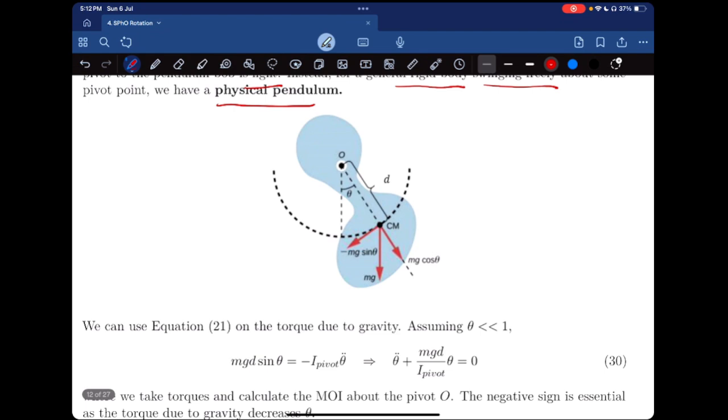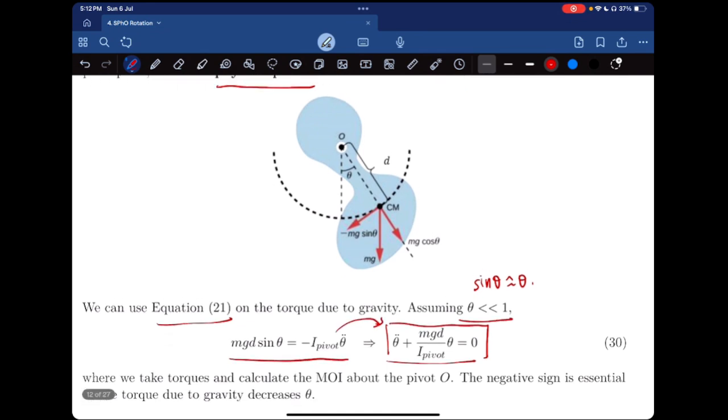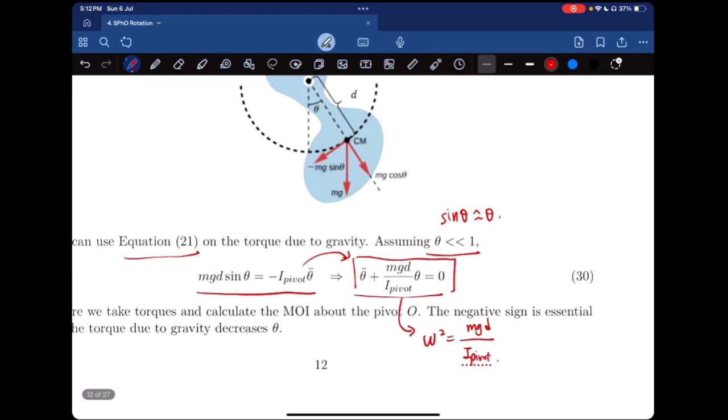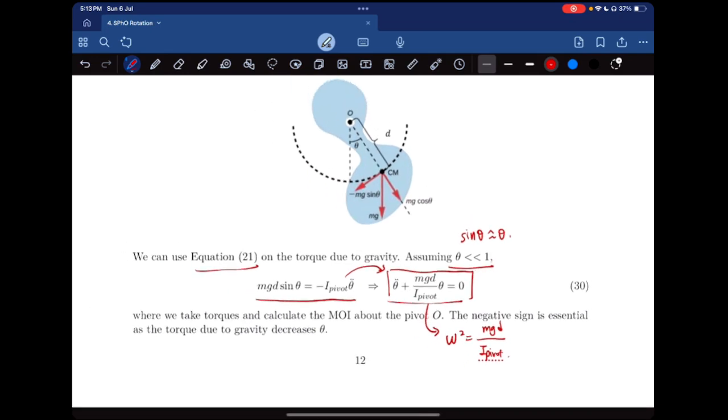So to analyze this, we can use Euler's rotation equation on the torque due to gravity in this case. And you can write this. And if you are working under the small angle approximation, you have sine theta is approximately theta, and this equation will reduce to this. Now, recall from oscillations that this takes on a similar form to SHM, where your omega squared is just mgd over I pivot. So this indeed is also an SHM, but with a different period and different angular frequency compared to a simple pendulum.